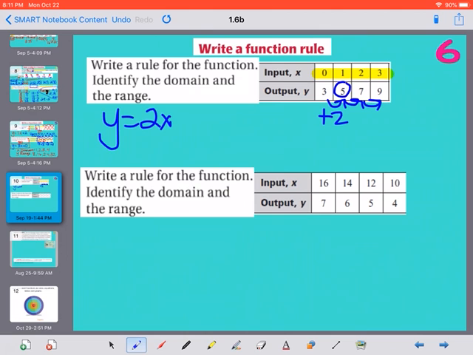To get to 5, I would need 3 more, or just look at 0. When x is 0, y is 3. It's really easy to plug in a 0 and see if your equation works. 2 times 0 is 0, but we would need 3 more to get to 3. So there's our pattern, and then our domain and range.